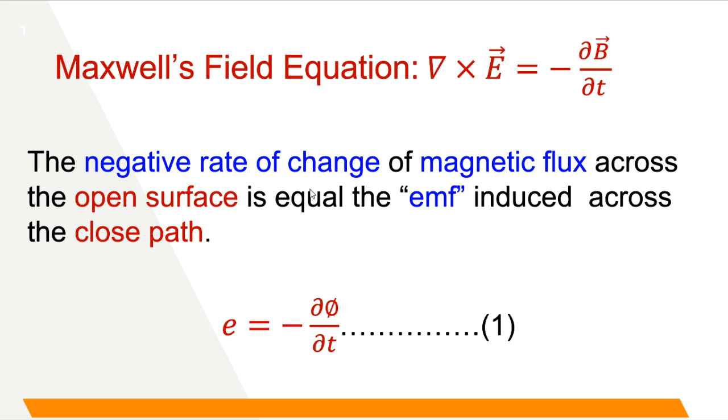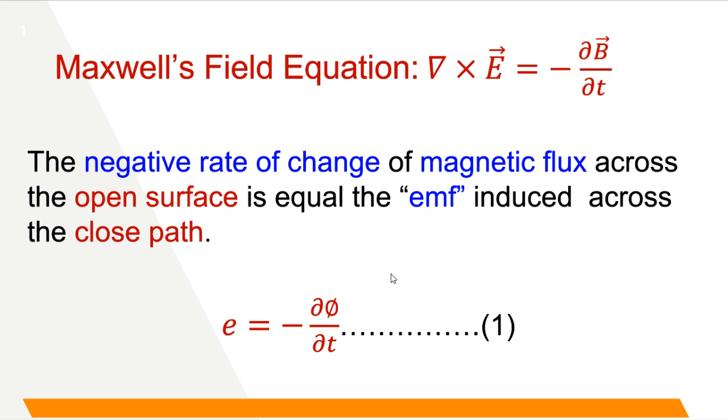After that, the proportionality is removed by the minus sign, so we get the relation E is equal to minus d phi by dt. Here E is the induced EMF and phi is the magnetic flux, so d phi by dt indicates the rate of change of magnetic flux. Mathematically, it is stated like this: the negative rate of change of magnetic flux across an open surface is equal to the EMF induced across that closed path.